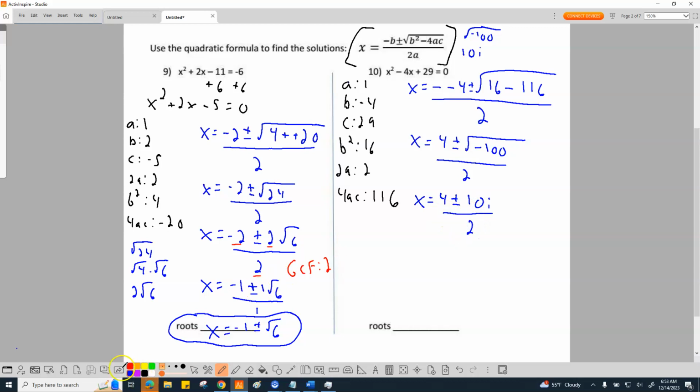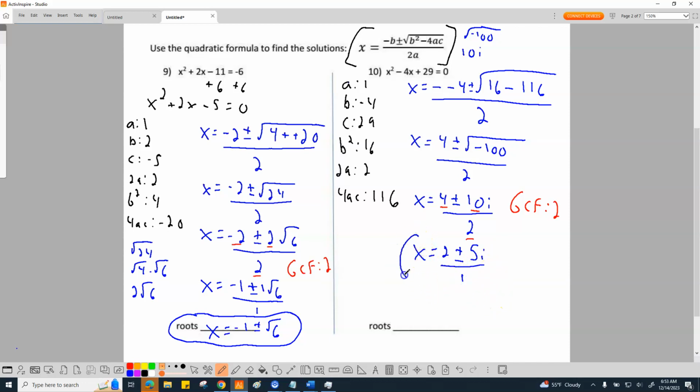Now, this is close to the answer, but you have to do the GCF. So looking at this number, and this number, what is the GCF between those two numbers? In this case, it is 2. So you have to divide your remaining numbers by 2. So x equals 4 divided by 2 is 2, plus minus 10 divided by 2 is 5. Don't forget your i, all over 2. Not 2, sorry, all over 1.